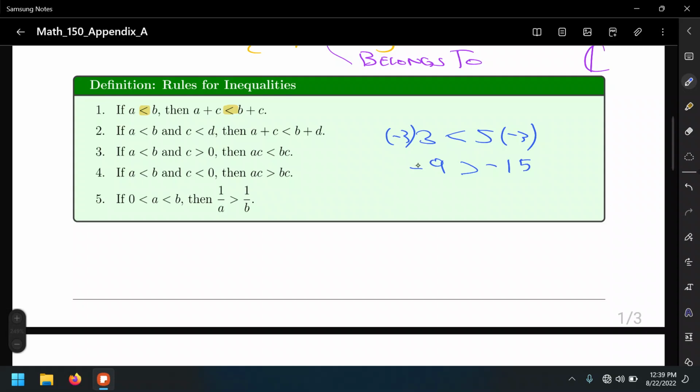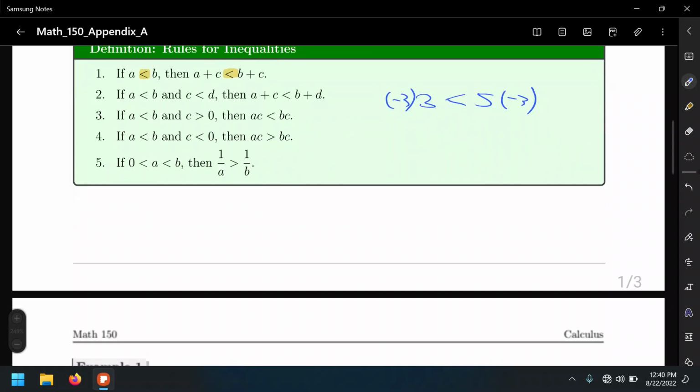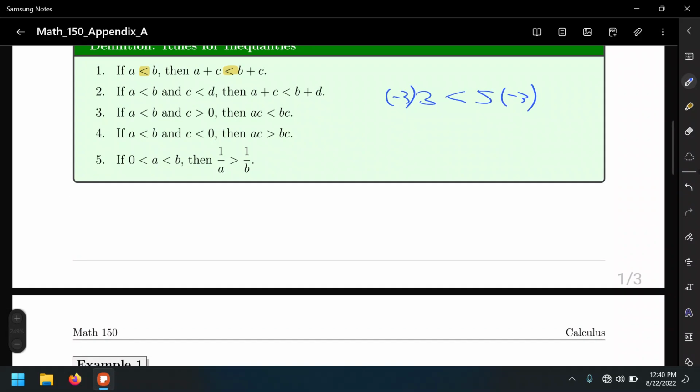All right. And very similar for number 5: again, 3 less than 5. When we have 3 less than 5, we can reverse or find the reciprocals.